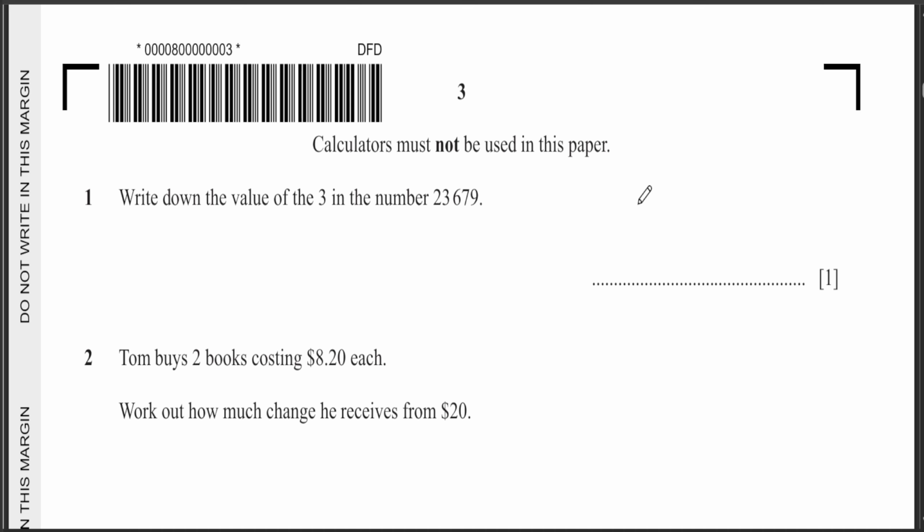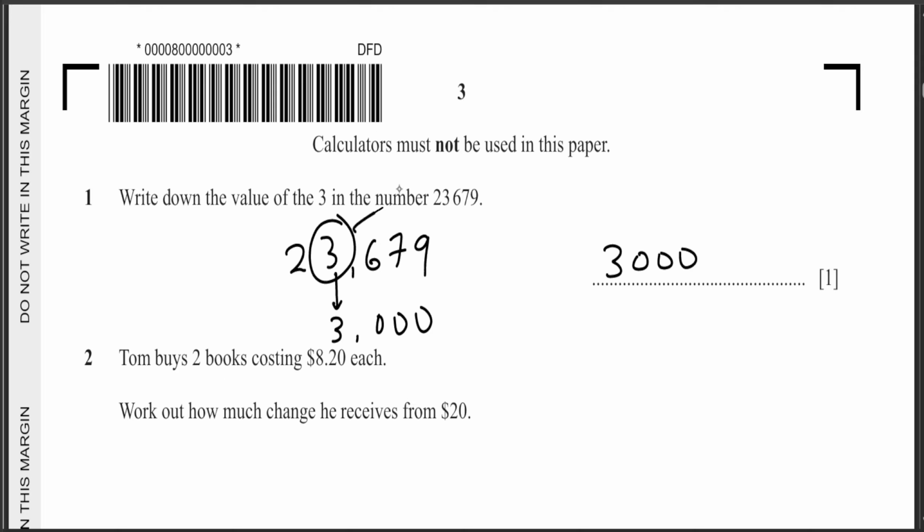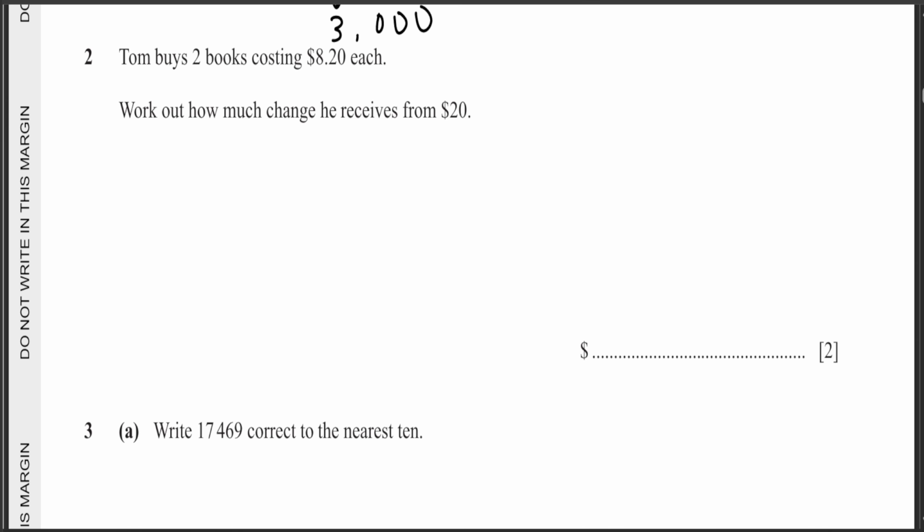Now question one. Write down the value of 3 in the number 23,679,667. The value of 3 here, the other numbers are going to be thousands, 000, that is why the answer is 3,000. Basically this is in the thousands place, so you take 3 times 1,000 to give you 3,000. One mark.